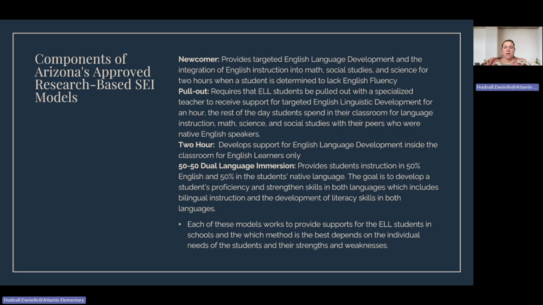50-50 dual language immersion provides students instruction in 50% English and 50% the student's native language. The goal is to develop a student's proficiency and strengthen skills in both languages, which includes bilingual instruction and the development of literacy skills in both languages. These models work to provide supports for the ELL students in schools, and which method is best depends on the individual needs of the student and their strengths and weaknesses.